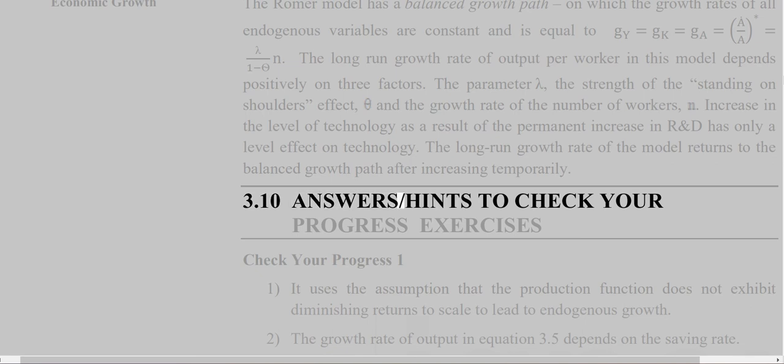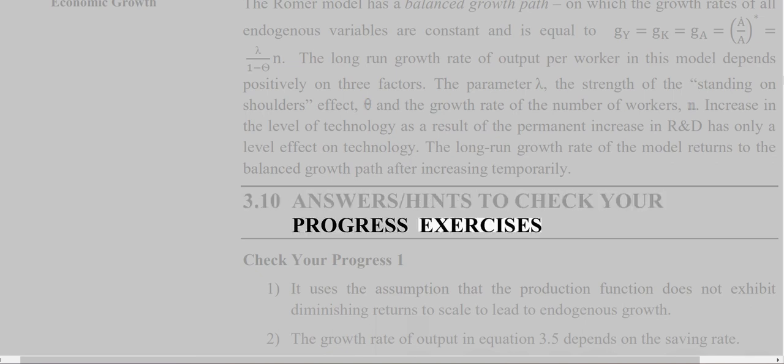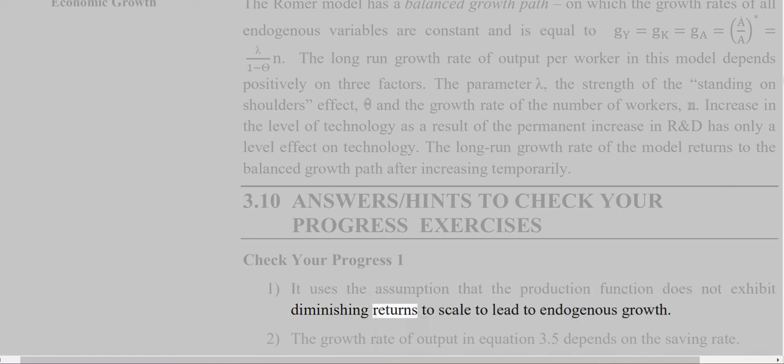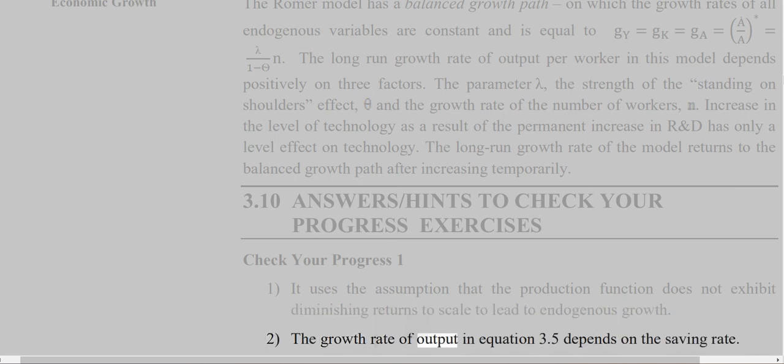Answers/hints to check your progress exercises. Check your progress 1. 1. It uses the assumption that the production function does not exhibit diminishing returns to scale to lead to endogenous growth. 2. The growth rate of output in equation 3.5 depends on the saving rate.